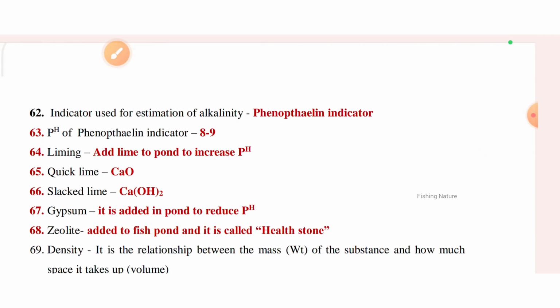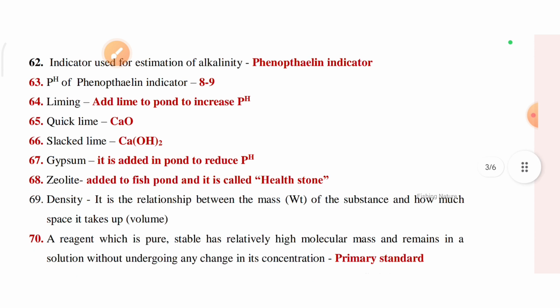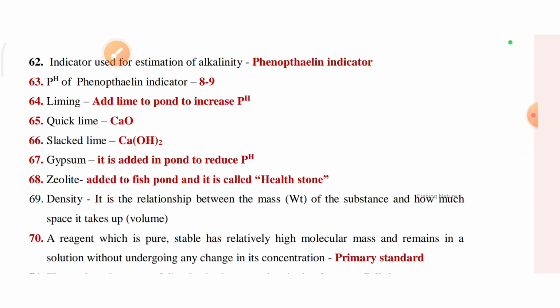All of you remember these indicators and which methods are used for which estimations. This is important for JRF as well as your exams. The indicator used for the estimation of alkalinity is phenolphthalein. The pH range of phenolphthalein indicator is 8 to 9.